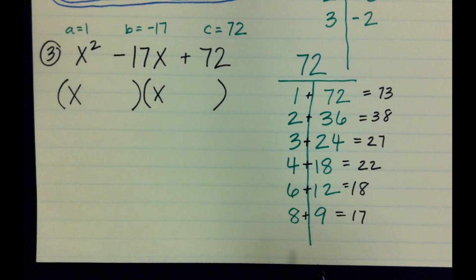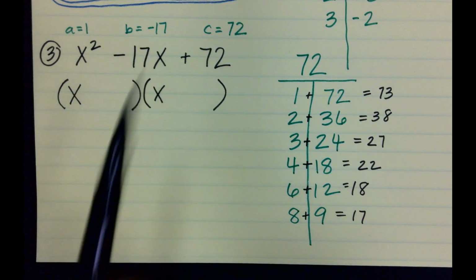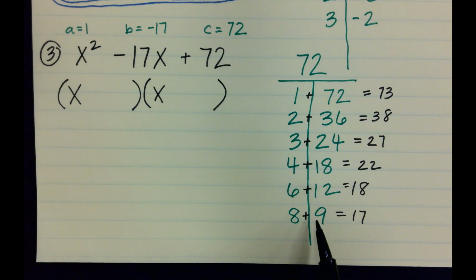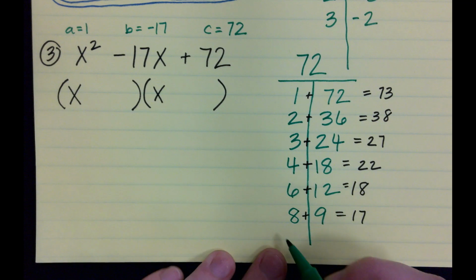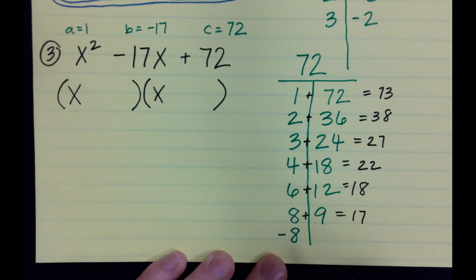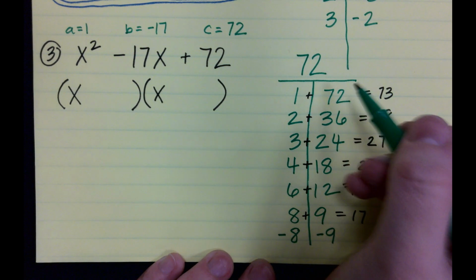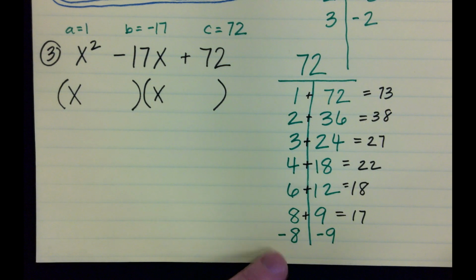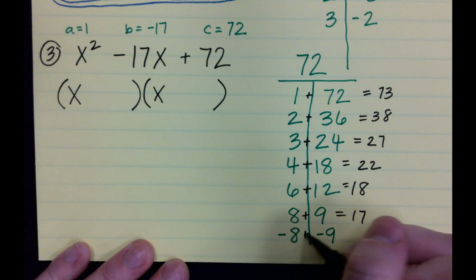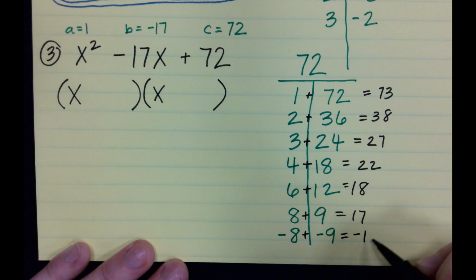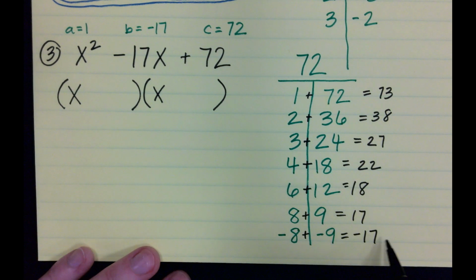But what's our B again? Negative 17. 8 plus 9 is positive 17. What other numbers could we use instead? Negative 8, negative 9. Yeah, let's just do the negative versions of those numbers, because negative 8 times negative 9 still gives us positive 72, but negative 8 plus negative 9 gives us negative 17. That's the answer that we need.